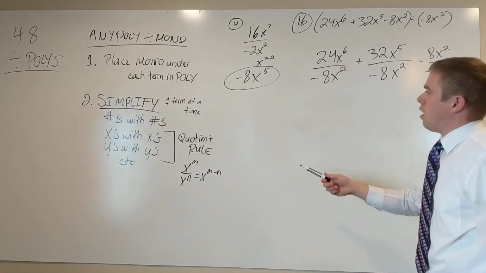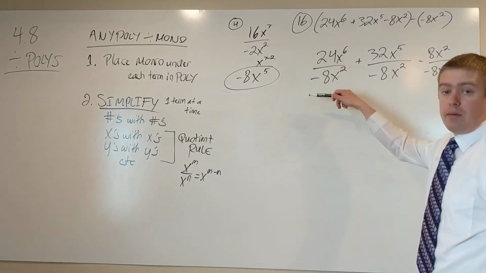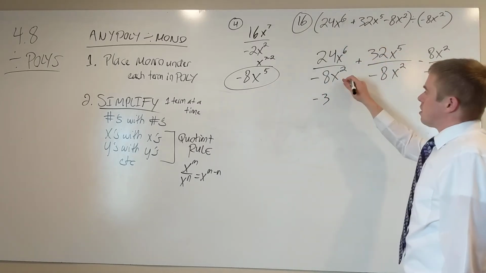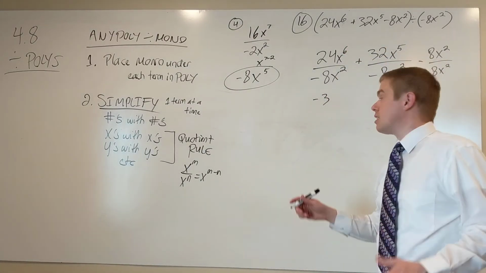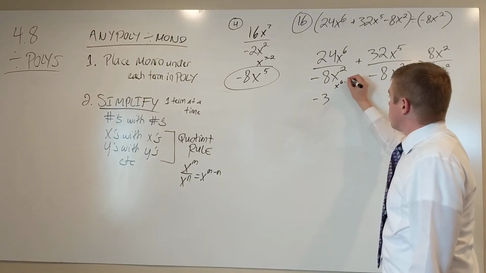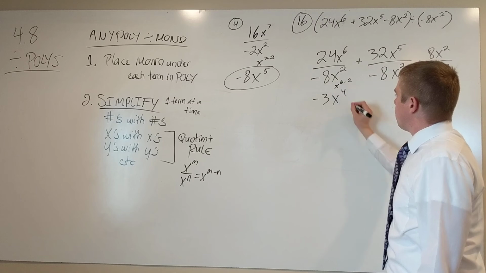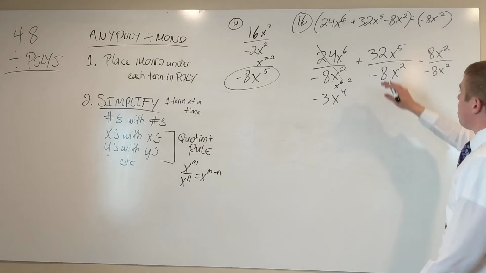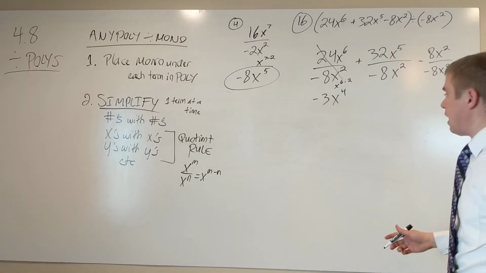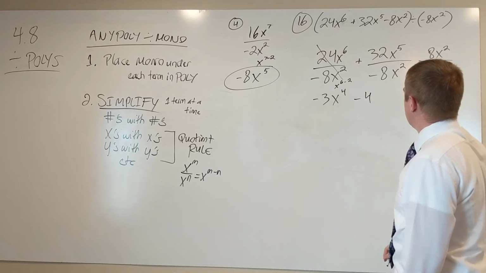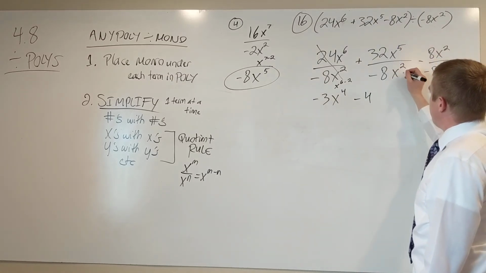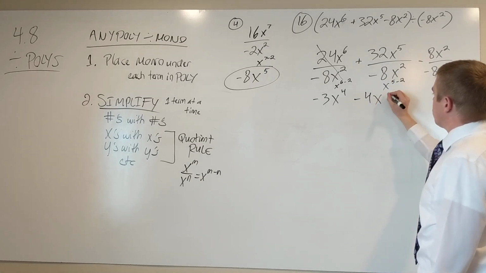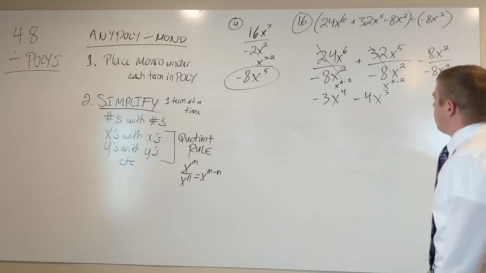All right. So let's first take a look at this one. We say numbers with numbers. 24 divided by negative 8, that is negative 3. X to the 6th divided by x to the 2nd, that's the same as saying x to the 6 minus 2, which is x to the 4th. So we're done with that first one. I'm going to go ahead and cross that out so it won't bother me. 32 divided by negative 8, well, that is negative 4. And then x to the 5 divided by x to the 2nd, that's the same as saying x to the 5 minus 2, which is x to the 3rd. I'm going to go ahead and cross that one out.